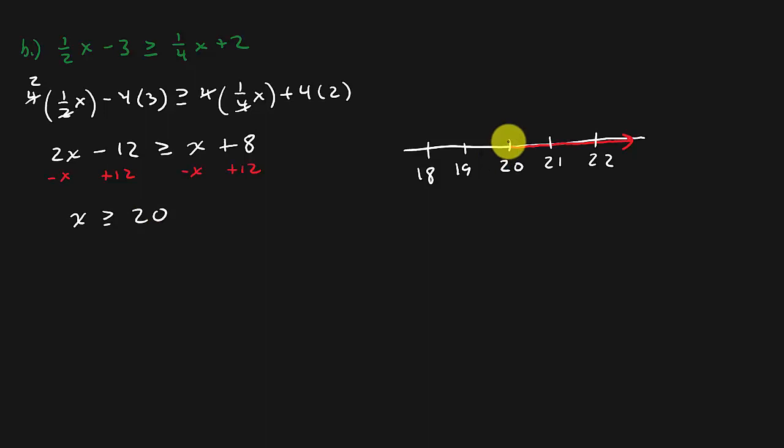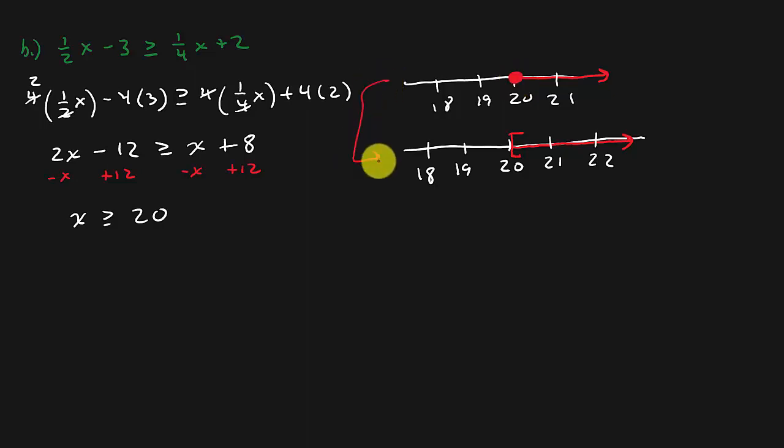So that means we put a bracket there. All right? If the number's included, you put a bracket. If it's not included, you put a parenthesis. And then the same thing, if you have 18, 19, 20, 21, and let's say you're graphing this, that's greater than 20, so that's everything to the right. The 20 is included, so that means we will have a closed-in circle.